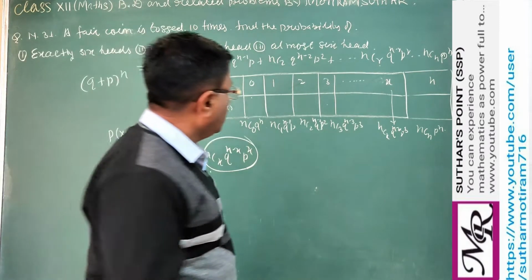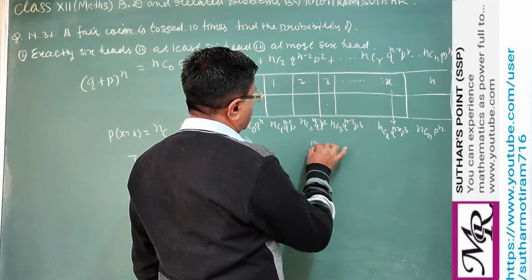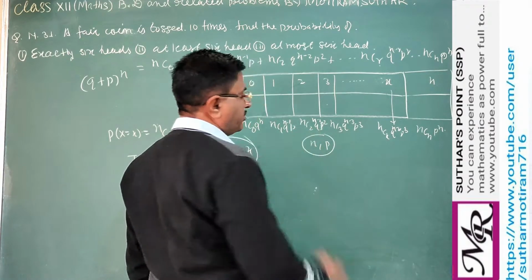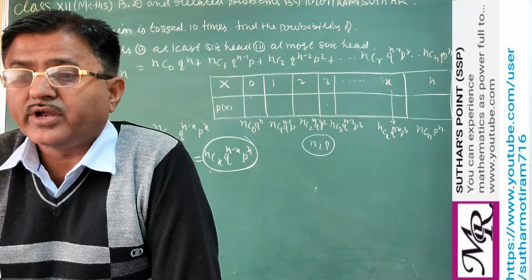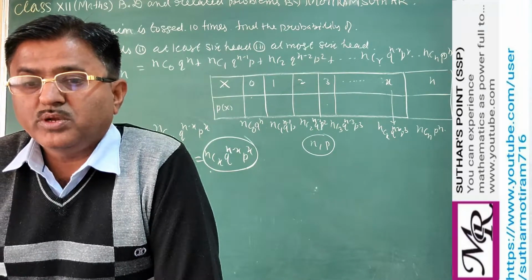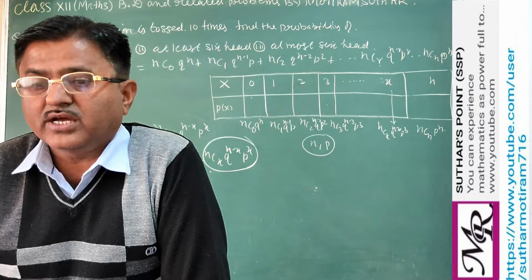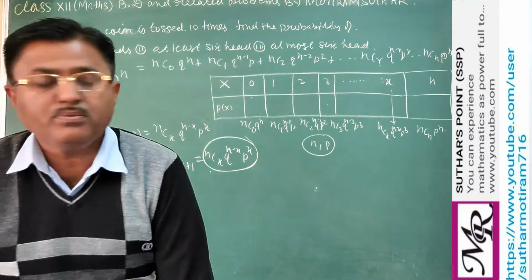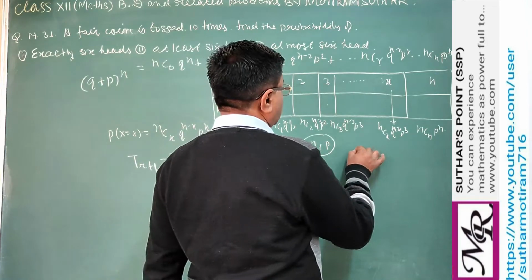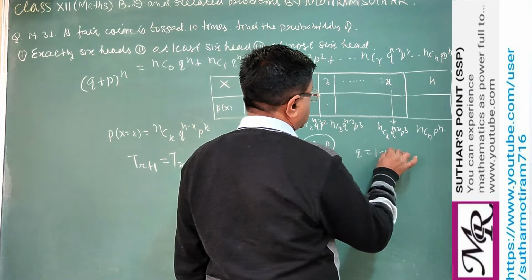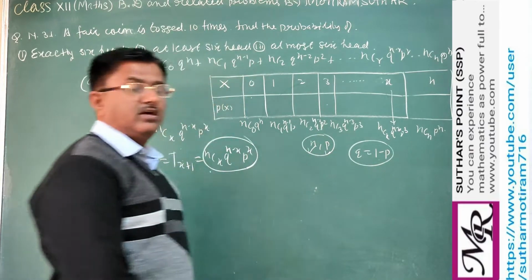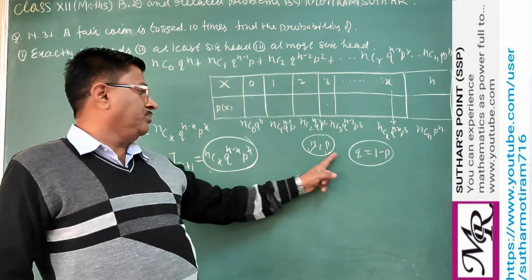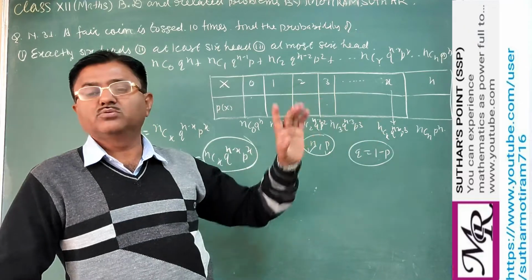So in this we need only two things, n and p. If you know n, meaning how many times the experiment is repeated or trials are taken, and what is the probability of success. Because we know that q is equal to 1 minus p. So if you know n and p, we can find q. If you know n, p, q, we can find each one.